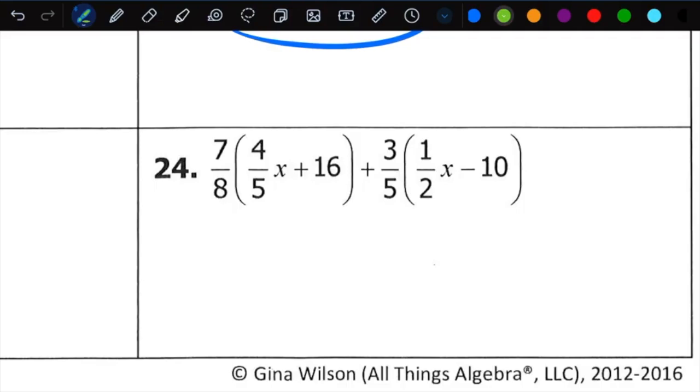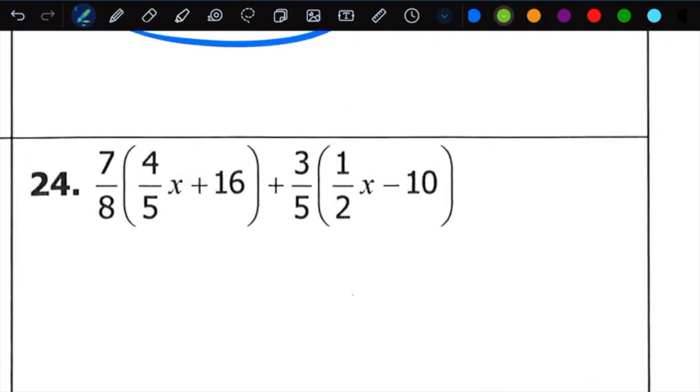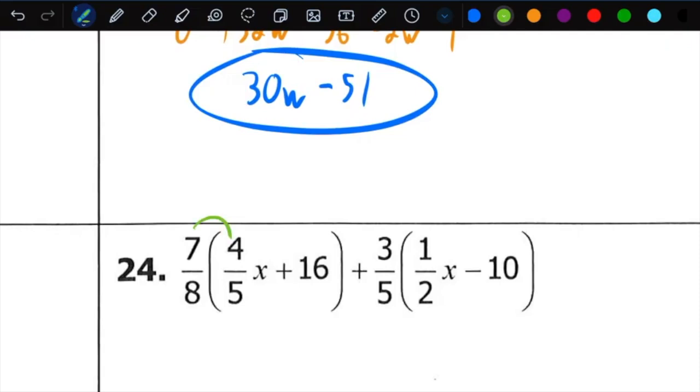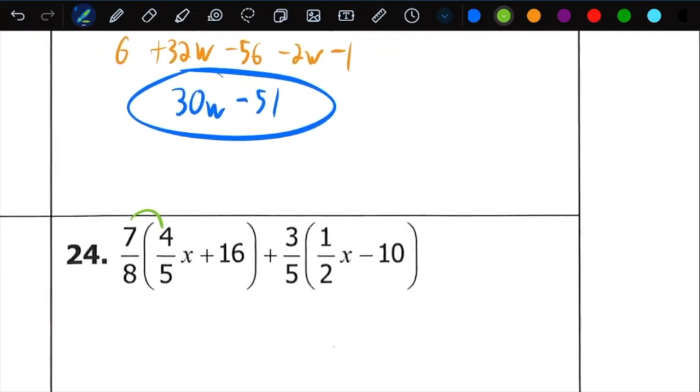Turning on to 24 to get even more fractions. Once again, incredibly exciting, I'm sure. 7 over 8 times 4 over 5. I'm going to do it off to the side to give myself some room. 7 over 8 times 4 over 5x. Look to cross reduce. 8 and 4 reduced by 4 to become 2 and 1. 7 and 5 don't reduce though, so you get 7 over 10 times x.